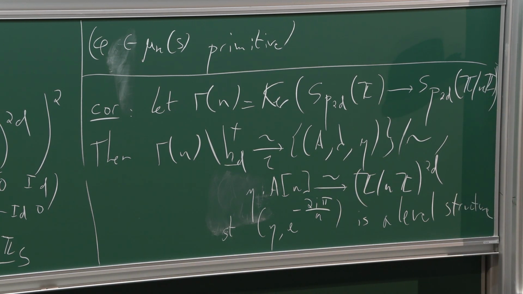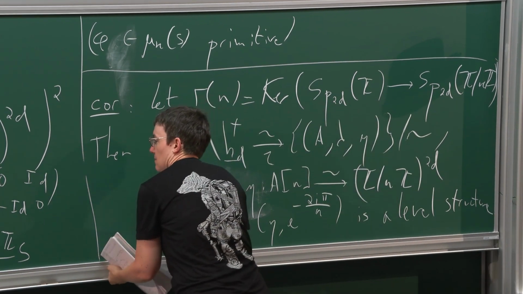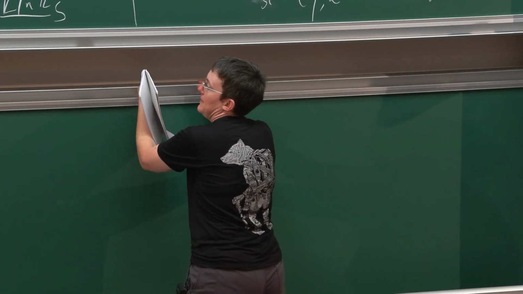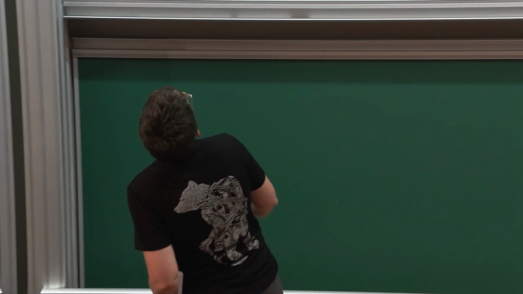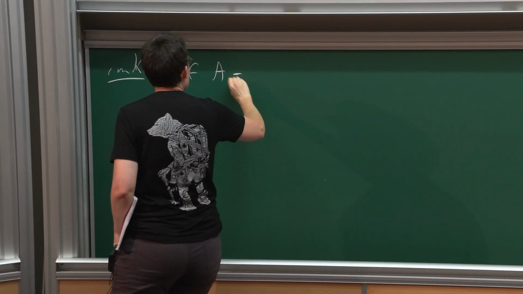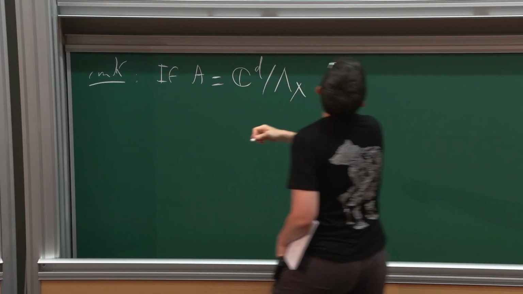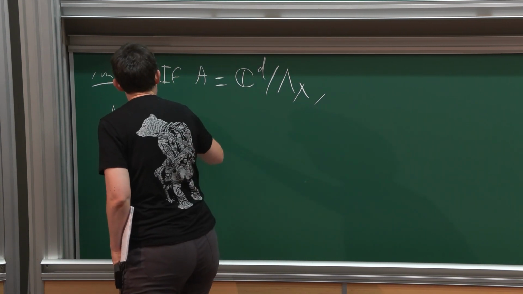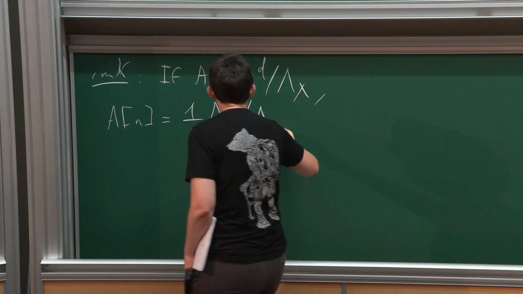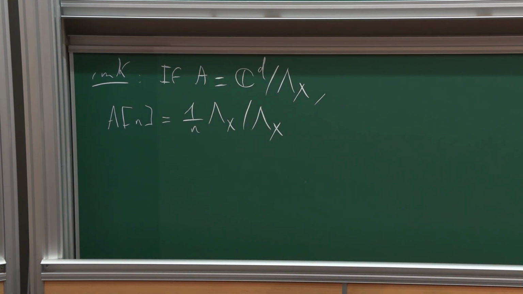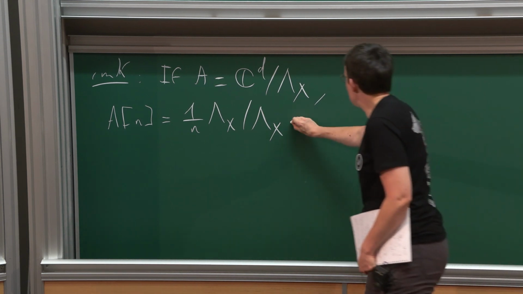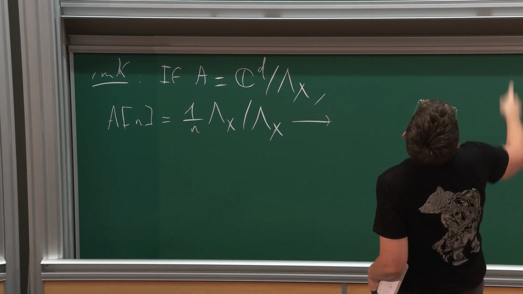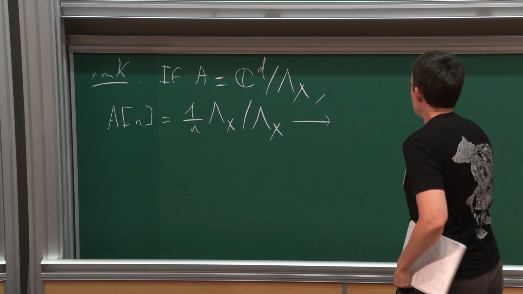Okay, and why is that? I mean, if you look at this, maybe I can explain a little bit. So if A is this, c to the d over lambda x, then what is an? So 1 over n lambda x over lambda x. Okay, and so I have an isomorphism, I mean, the eta z I have over there.